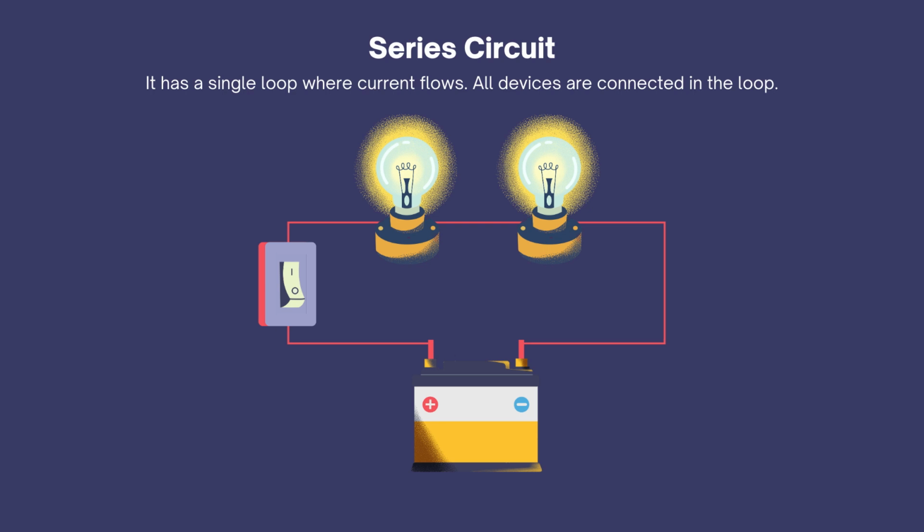In a series connection, cells are connected end-to-end, positive to negative. This increases the total voltage of the circuit. For example, if you connect two 1.5 volt cells in series, the total voltage becomes 3 volts. The current remains the same as that of a single cell, but the voltage adds up.